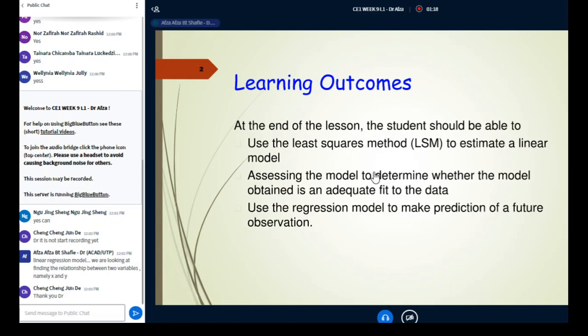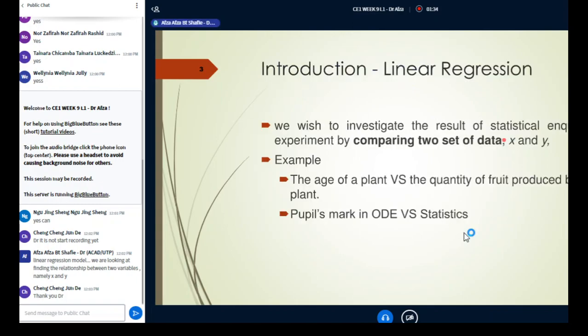So what is it that we would like to do? Basically we would like to investigate the results of a statistical inquiry or experiment by comparing two sets of data. So what we have is two sets of data. We normally put that in the form of the x and the y. And these two values happen simultaneously.